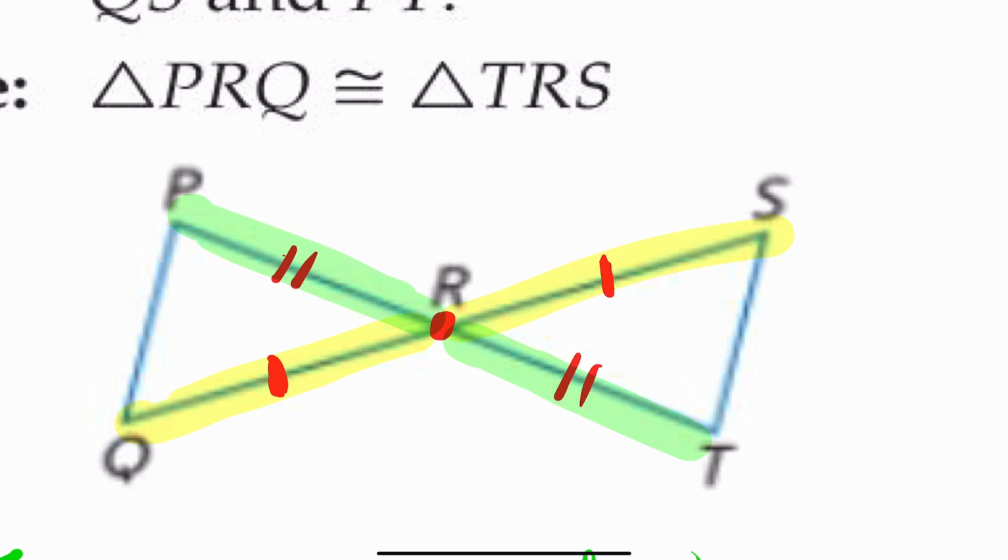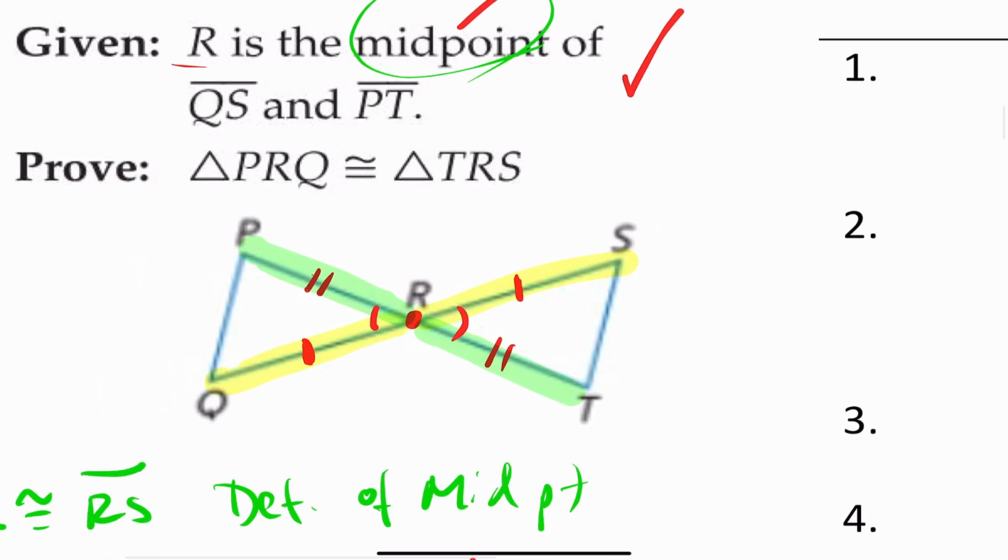As you can see, if you have these 2 lines that intersect to form an X, the angles across from each other are congruent. Those are what we call vertical angles. So this angle and this angle are congruent. Before I do anything else, I want to make sure that we understand what we're trying to prove. We're trying to prove that triangle PRQ is congruent to triangle TRS.